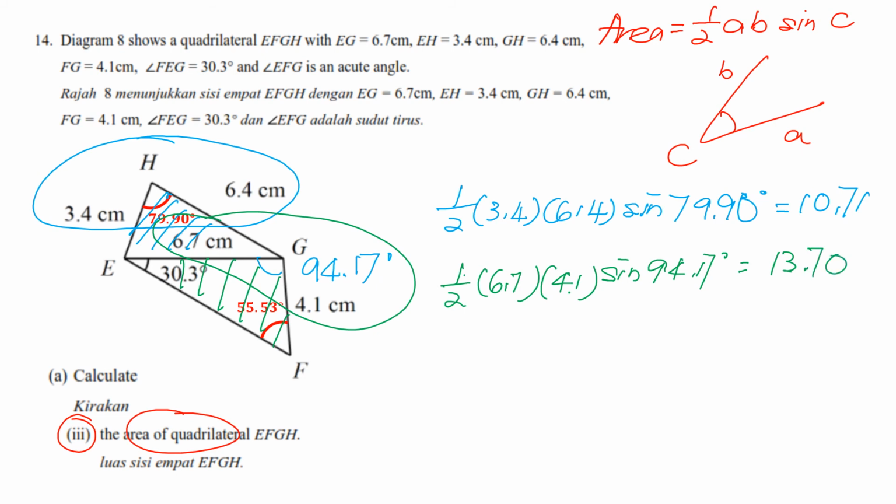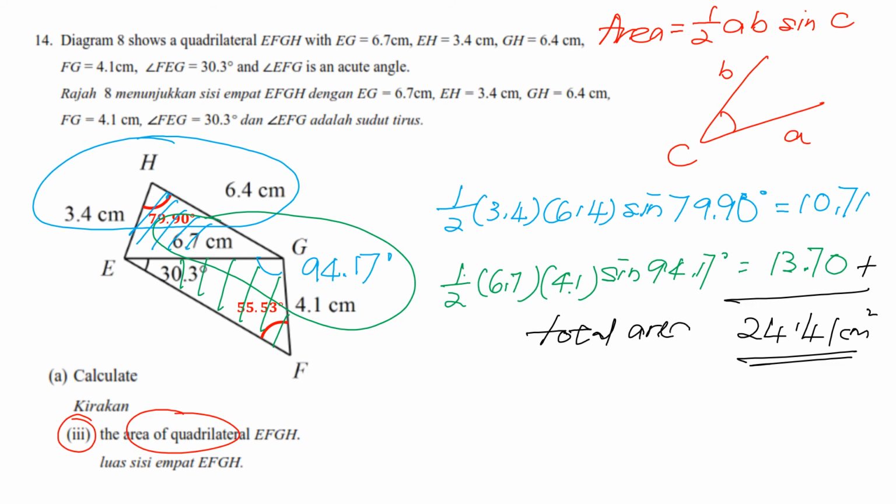Okay, what's the question says? They want the area. So they want the area, what do you do? You add up the both areas. So you get it as 24.41 centimeter square. That's how you get your total area.